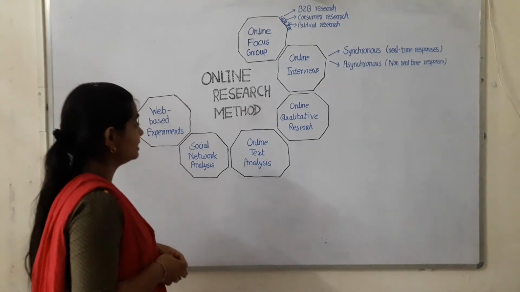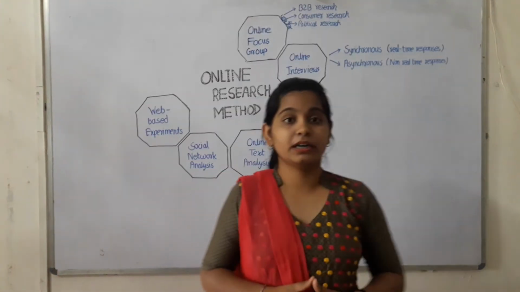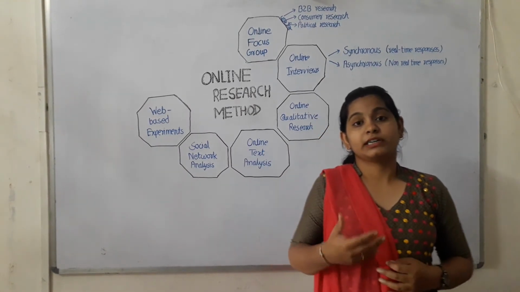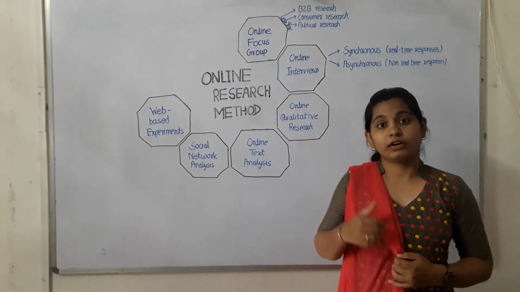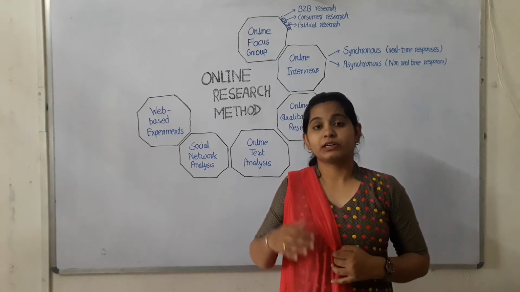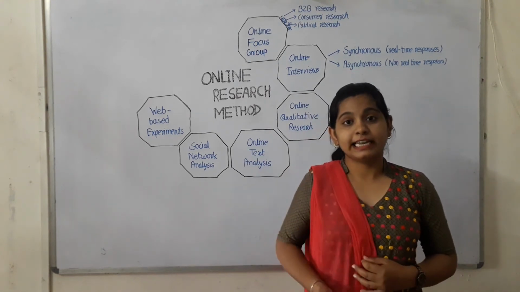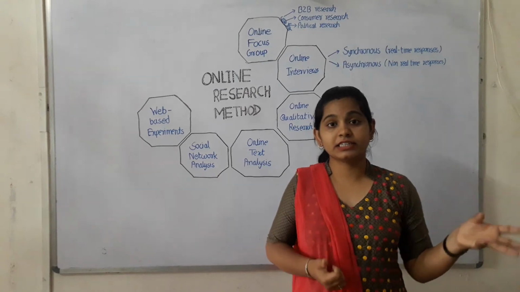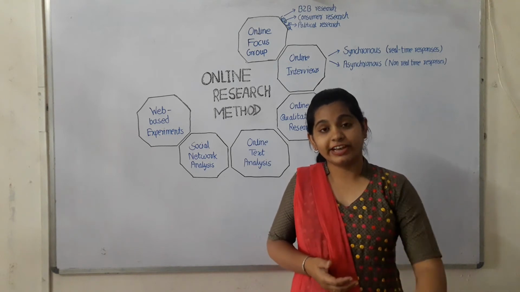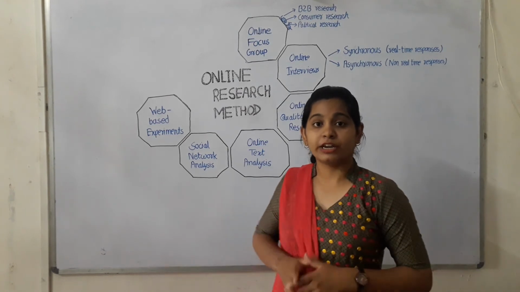Okay, the next one is online text analysis. This online text analysis is a method which is used for executing the review of literature. We all know what a review of literature is. It is simply a method in which, before starting the research or before collecting the primary data, researchers research the various data already available related to the research, and this whole process is known as review of literature.